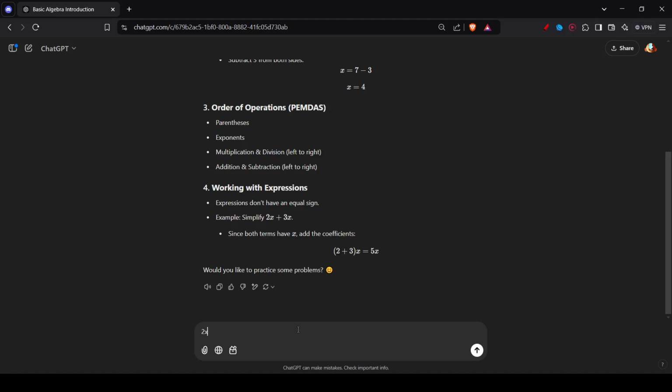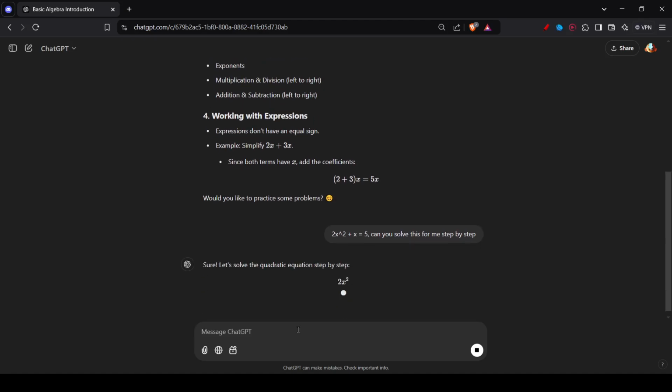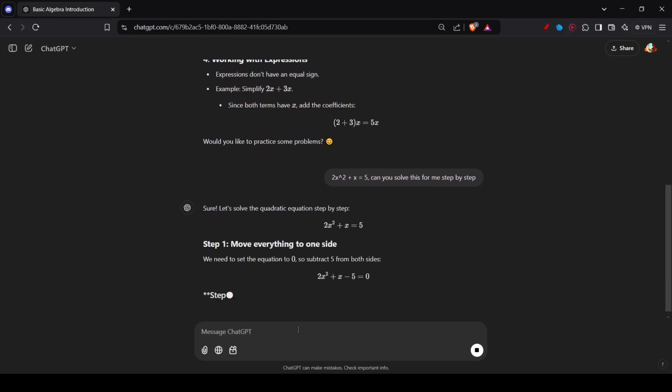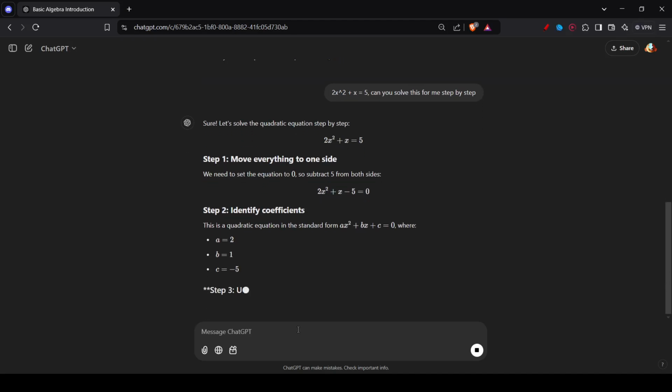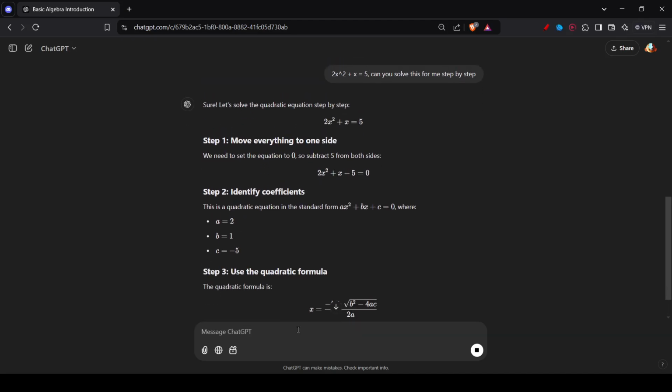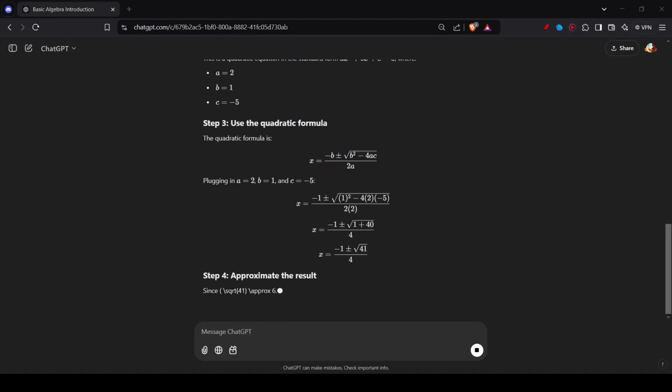So let's say something like 2x squared plus x equals 5. Can you solve this for me step by step? Right? And there we go. It'll help you solve the whole quadratic equation step by step, right? So you need to make sure to learn efficiently using ChatGPT, okay?